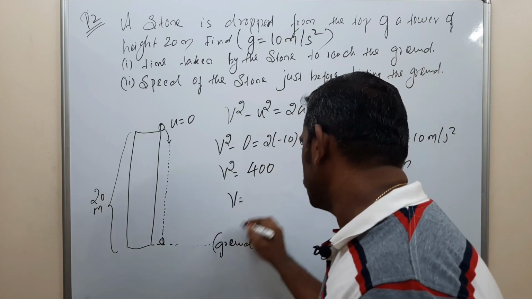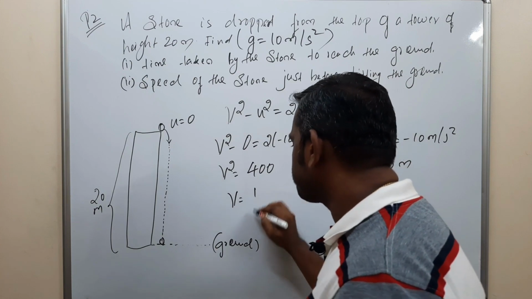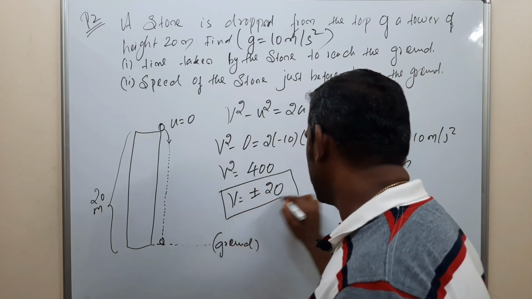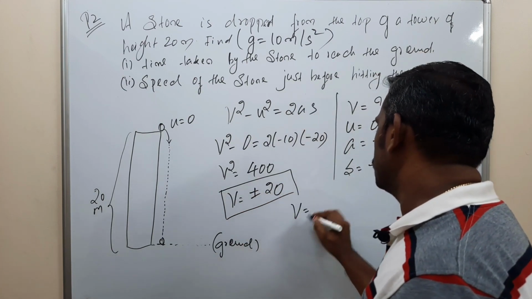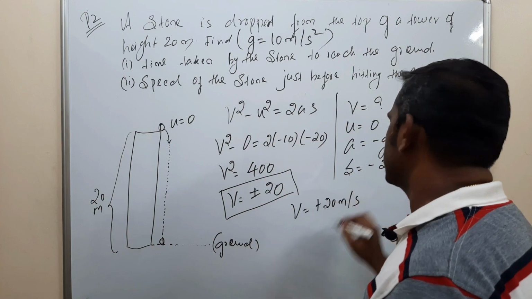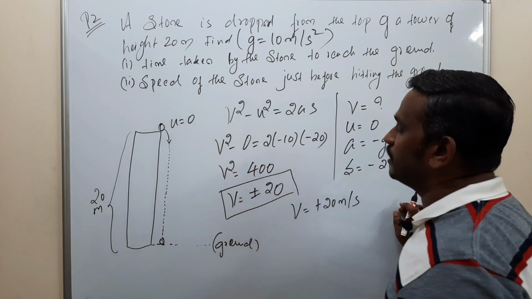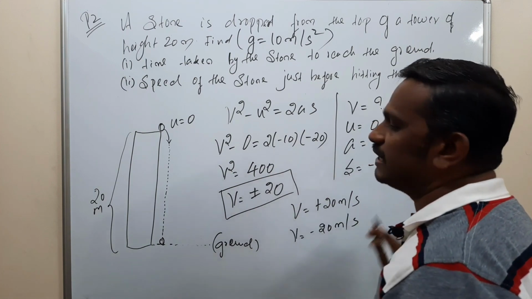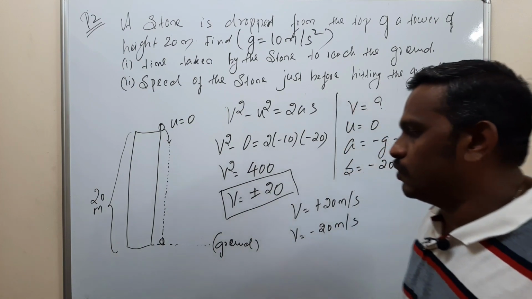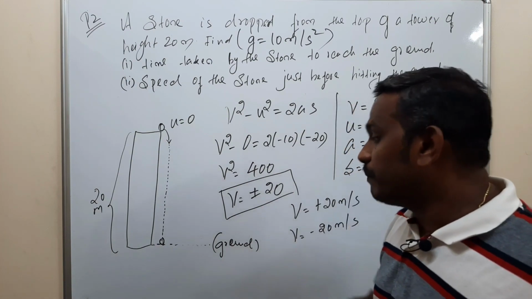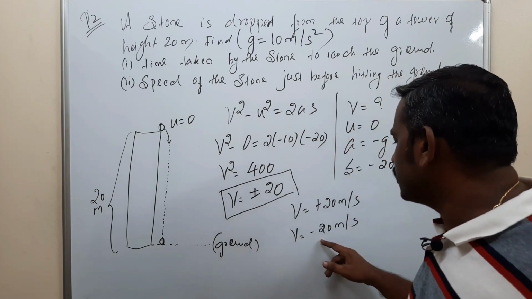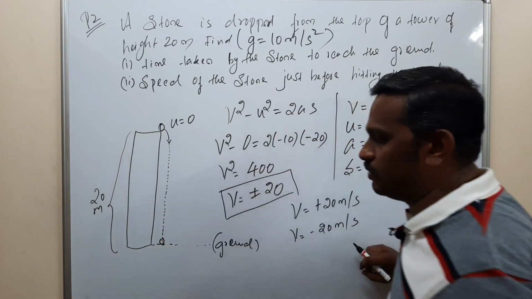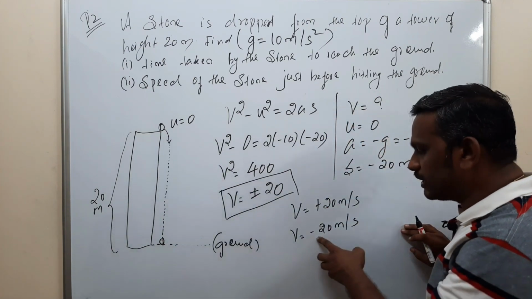So v is equal to plus or minus 20. v is equal to plus 20 meter per second, that is the speed of the stone. And v is equal to minus 20 meter per second, that is the velocity. Speed means only magnitude, whereas v is equal to minus 20 means with the direction. So the velocity is acting in the downward direction, so we have to take it as negative.